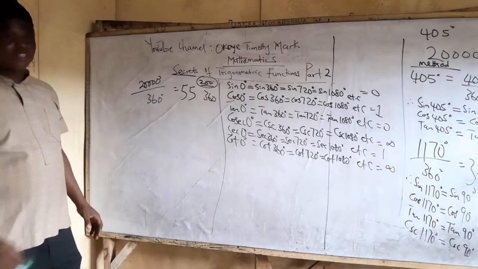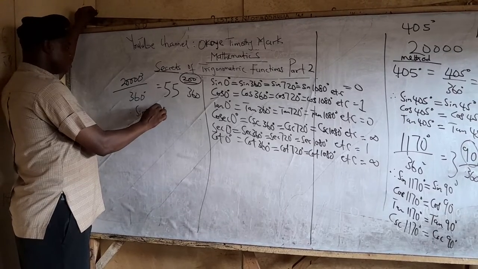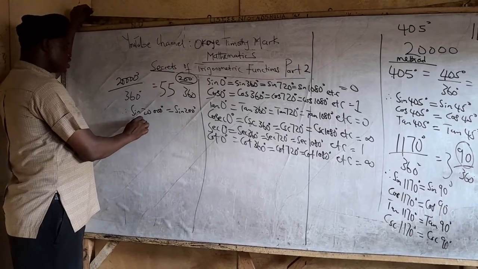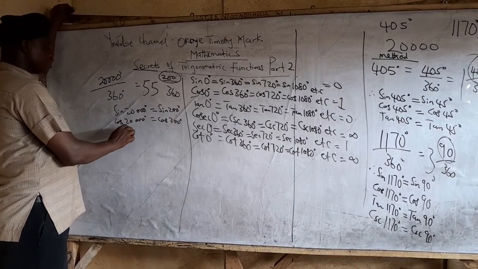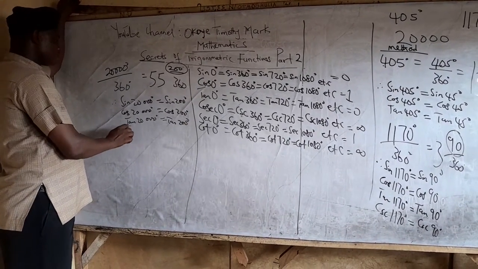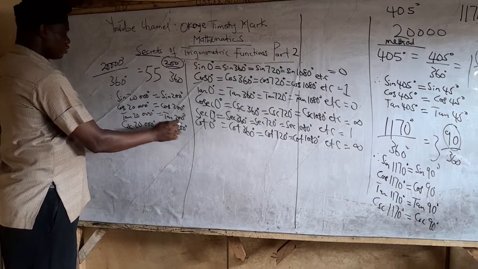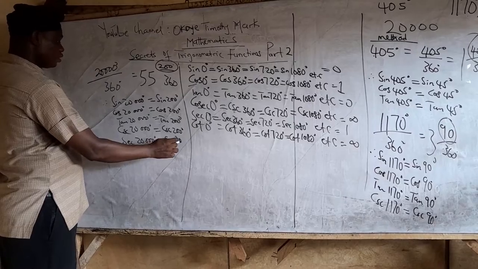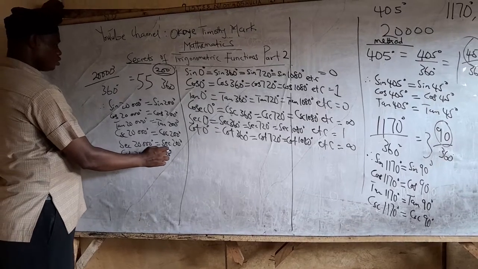So therefore, sine 20,000 degrees is exactly the same as sine 200 degrees. Cos 20,000 degrees is cos 200 degrees. Tan 20,000 degrees is tan 200 degrees. And even cosec 20,000 degrees is cosec 200 degrees, sec 20,000 degrees is sec 200 degrees, and cot 20,000 degrees is cot 200 degrees.